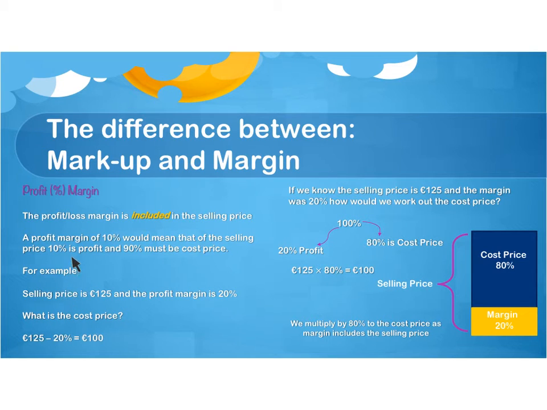So let's look at this example here. We're told if the profit margin is 10%, that basically means that of the selling price, 10% is profit and 90% is the cost price.